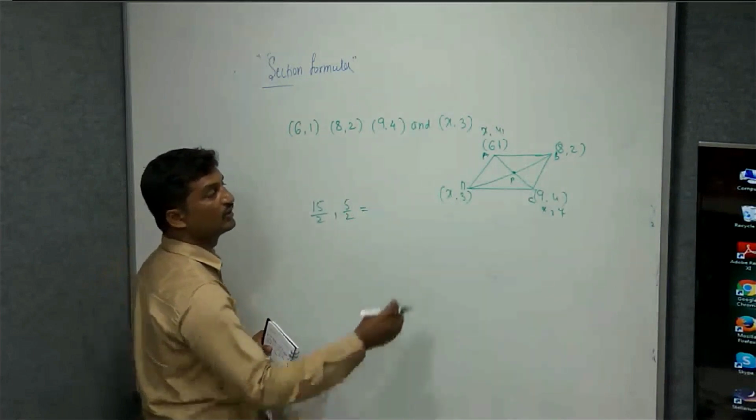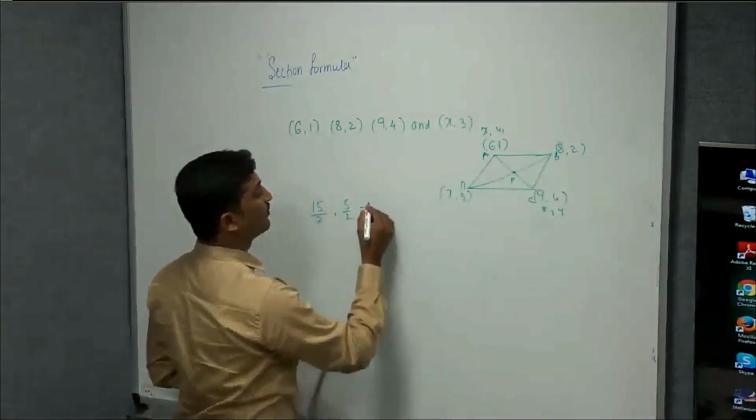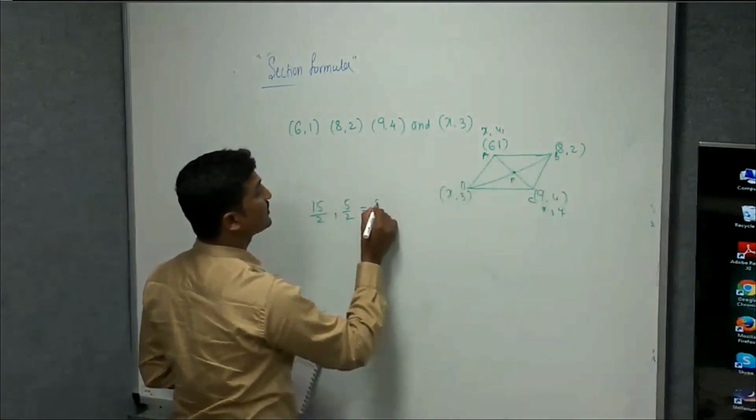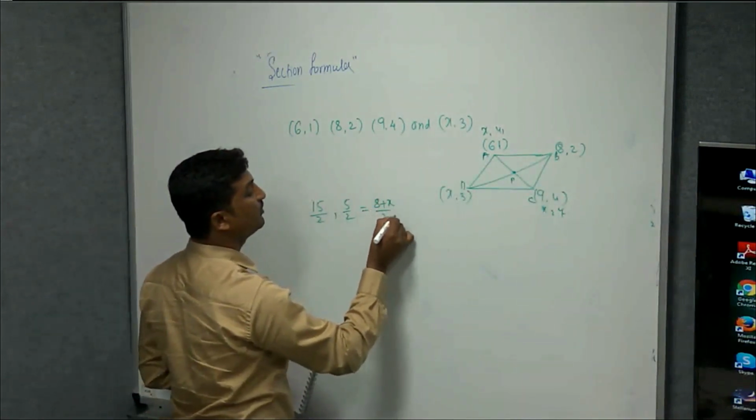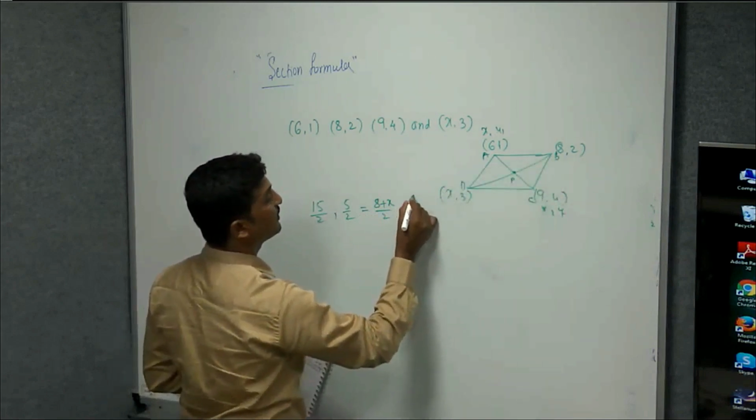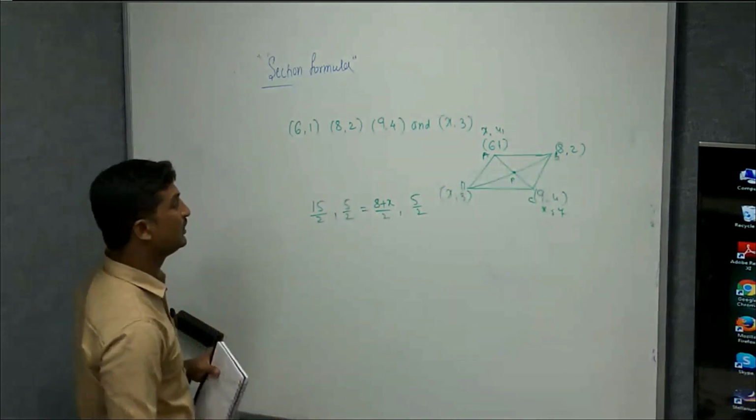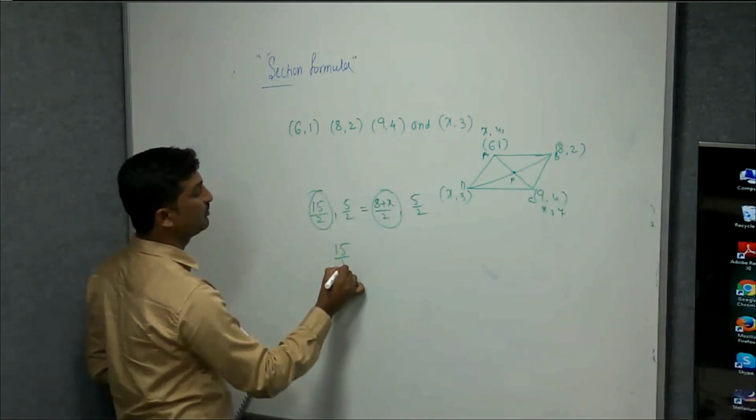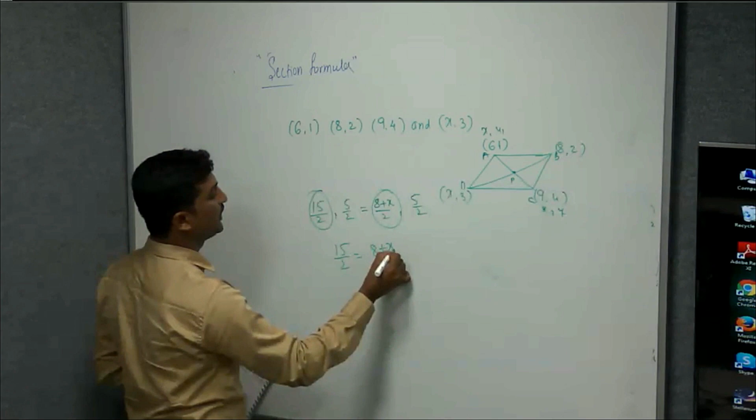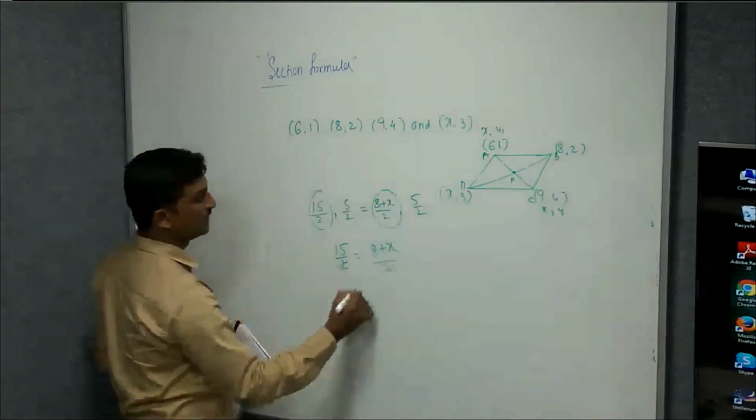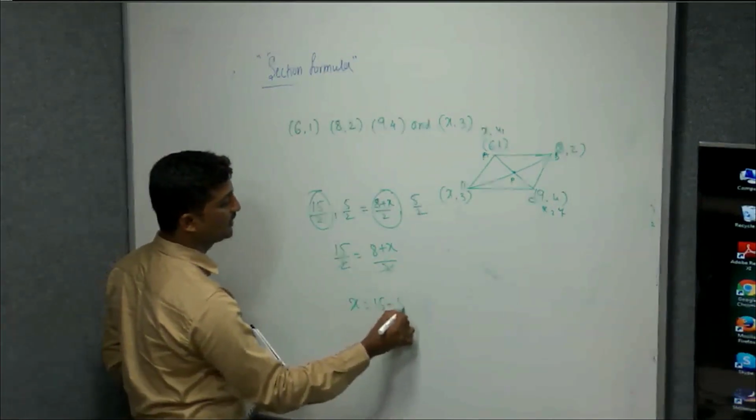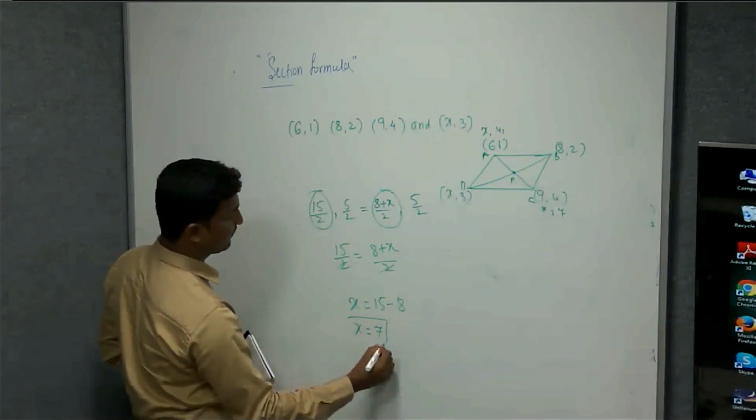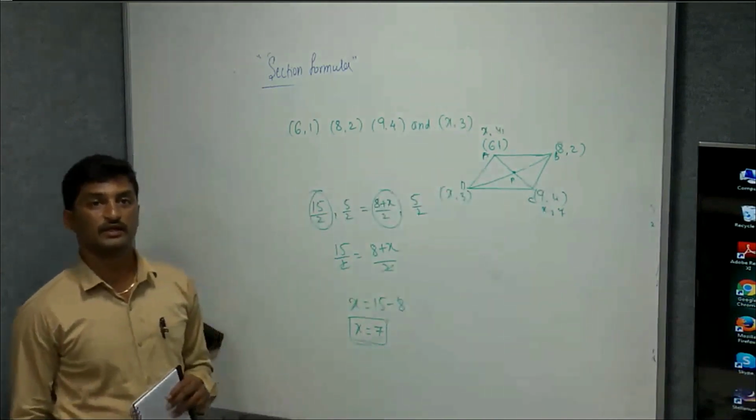Now take the other side. What are the midpoint coordinates of this point? x plus 8 divided by 2, and in the same way the y coordinate is 5 by 2. Right? So compare these two x coordinates: 15 by 2 is equal to 8 plus x by 2. The 2 gets cancelled. Therefore, x equals 15 minus 8, so x equals 7. Like that, they may ask some questions.